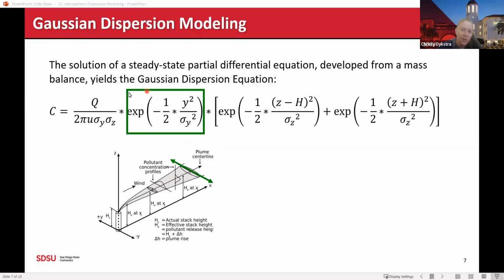So in this case right here, this first e to the power of this parentheses term, this is really referring to the dispersion in the plus y and negative y directions. And so it's kind of obvious we have this y term here, and we also have this y dispersion term here. So what this is doing is just trying to describe how the pollutants move in the y direction, away from the center line of that plume. Okay, so pretty simple there.